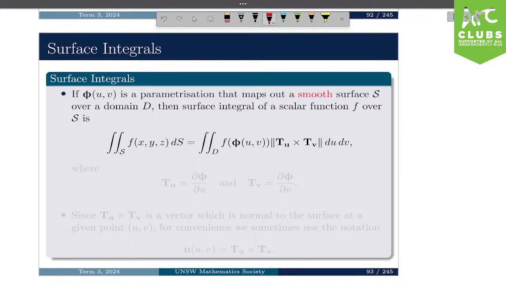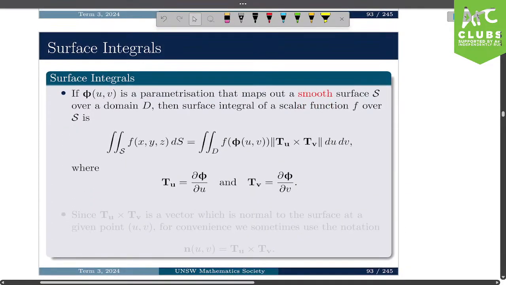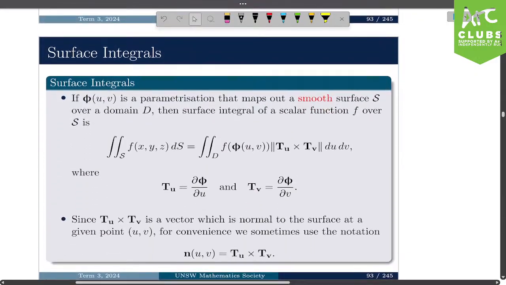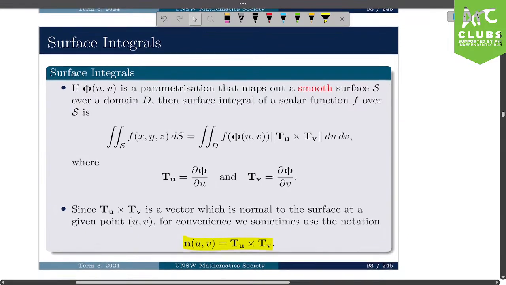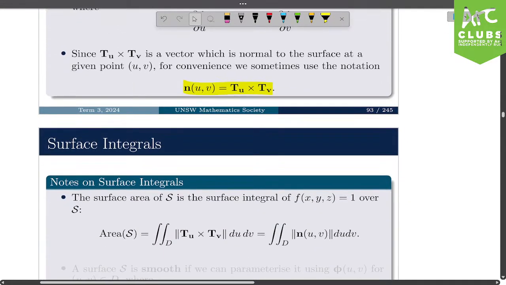The surface integral given by this across a surface: we plug in the parametrization into F, and we multiply it by the normal vector. This here is the normal vector, where, again, this is how we define our tangent vectors. And we often write n as the cross product between these two, because it's a lot easier than having to write out more terms.